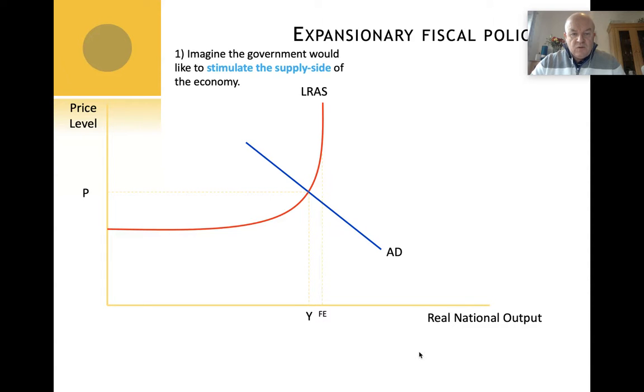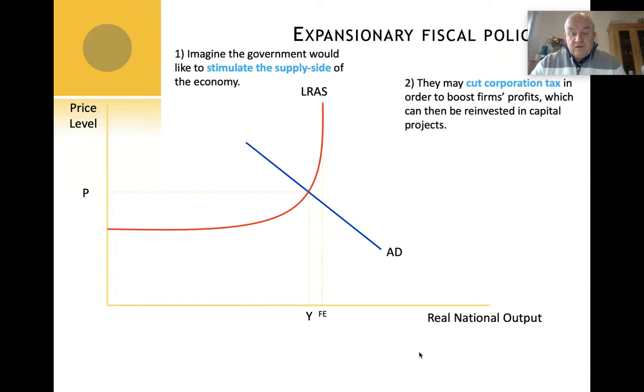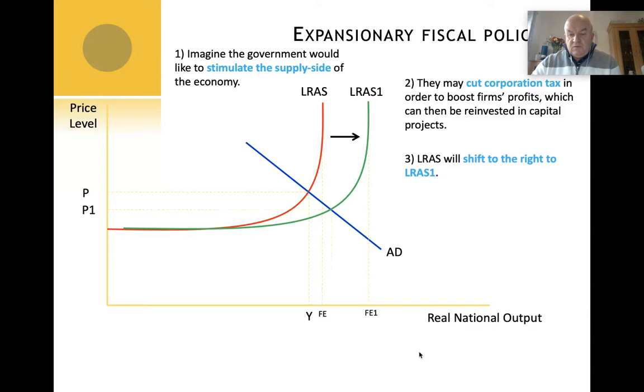So in this case, we're assuming that the government would like to stimulate the supply side of the economy. And in order to do that, they might choose to cut corporation tax in order to boost firms' profits, which can then be reinvested in capital projects. Now, clearly, if they do that, that's going to be a reduction in the costs for businesses, and effectively that's going to cause long run aggregate supply to shift to the right. As more businesses earn more profits, they can reinvest those into capital projects, and there should be a shift in long run aggregate supply. It will move from LRAS to LRAS1 as shown in the diagram.